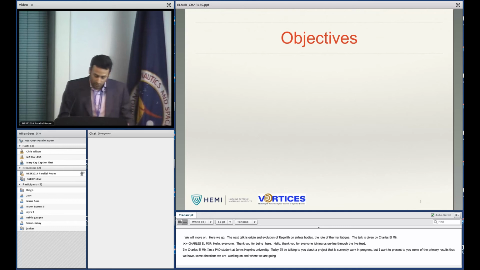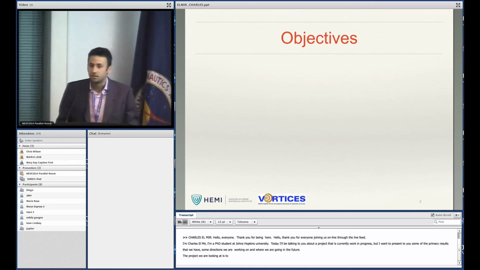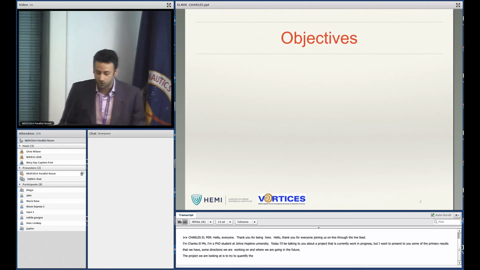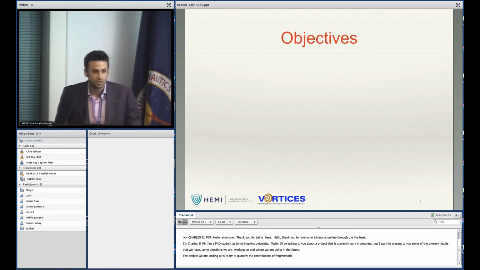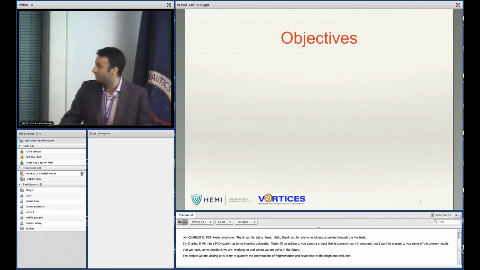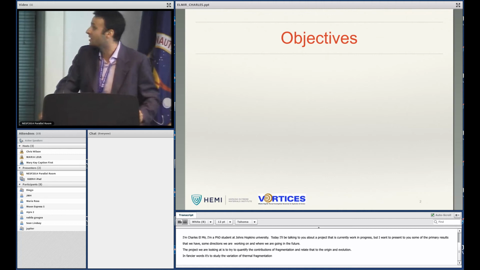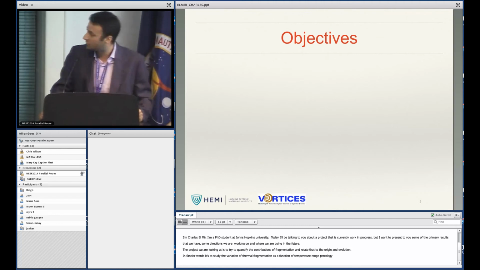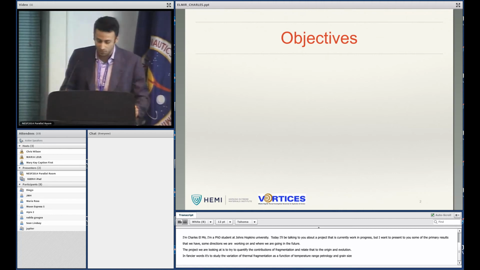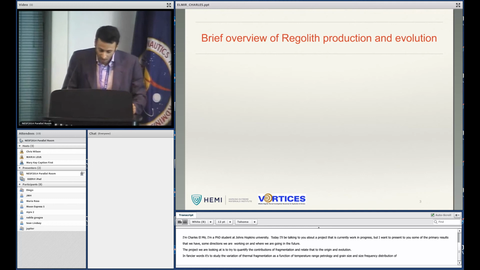So the project we're looking at is to try to quantify the contributions of thermal fragmentation and relate that to the regolith origin and evolution. In fancier words, it's to study the variation of thermal fragmentation as a function of temperature range, rate, metrology, and grain size, and the size frequency distribution of resulting particles. Sounds much fancier when said this way.